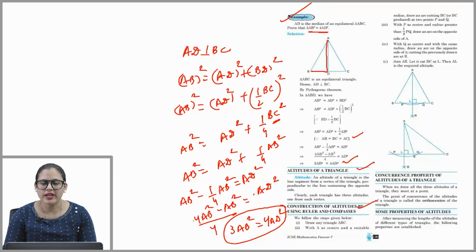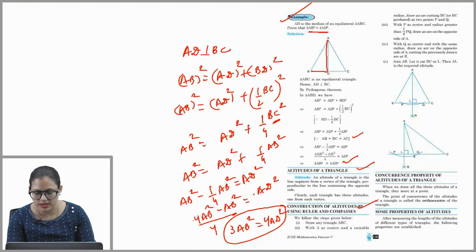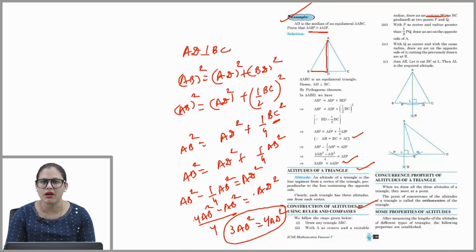Number 1, draw any triangle ABC. 2, with A as center and a suitable radius, draw an arc cutting BC or BC produced at 2 points P and Q. 3, with P as center and radius greater than 1 by 2 PQ, draw an arc on the opposite side of A. 4, with Q as center and the same radius, draw an arc on the opposite side of A, cutting the previously drawn arc at R. 5, join AR, let it cut BC at L, then AL is the required altitude.